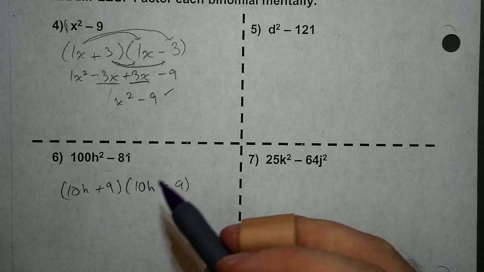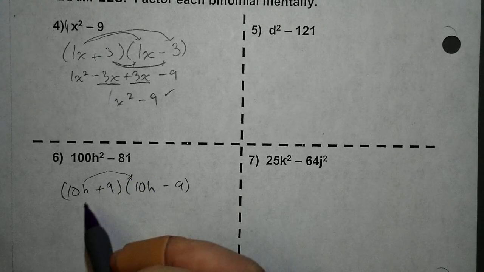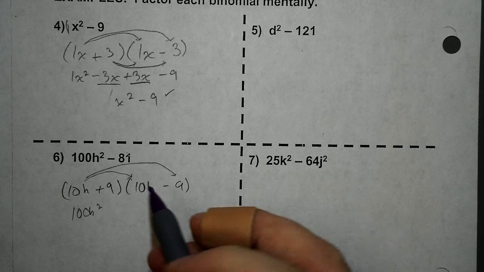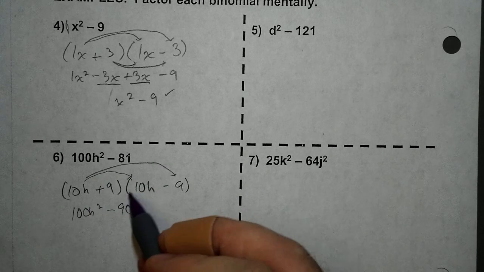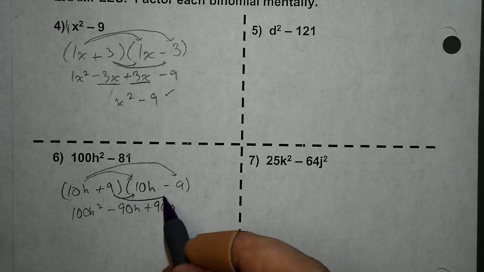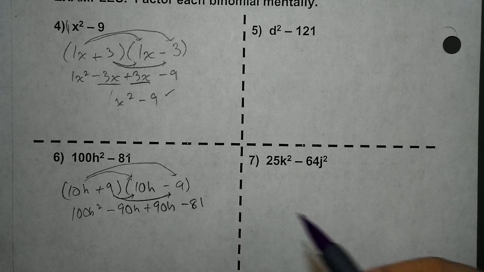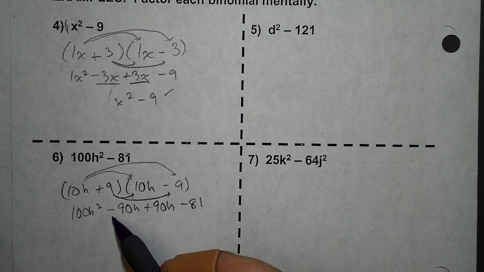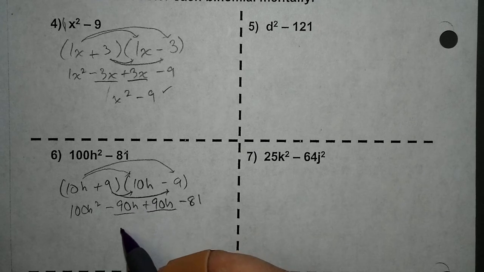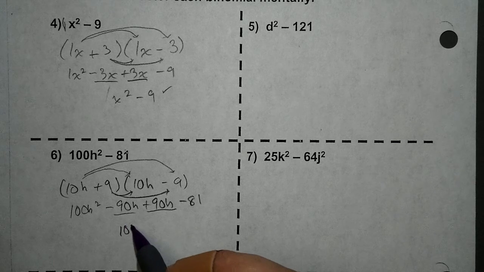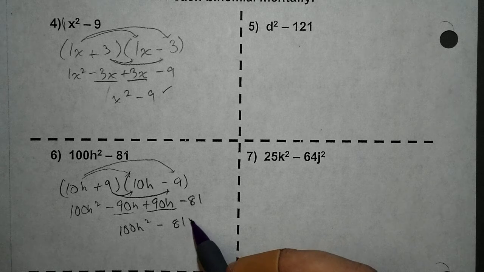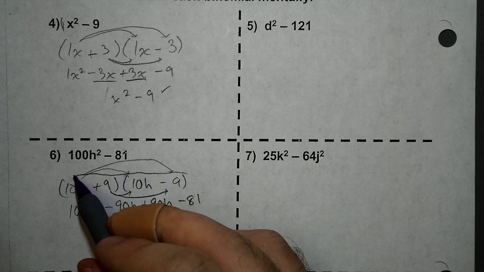We can check it using FOIL. 10h times 10h is 100h squared. 10h times negative 9, negative 90h. 9 times 10h, positive 90h. 9 times negative 9, negative 81. We see negative 90h and positive 90h are like terms, but that's going to come out to 0. So all that we're left with is 100h squared minus 81. And that is what I started with. So this is my answer right here, those factors.